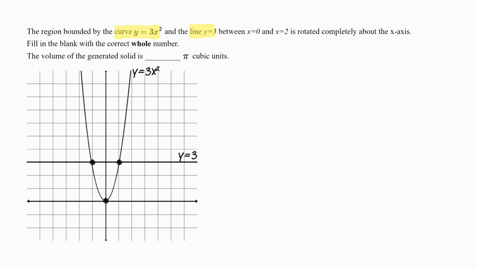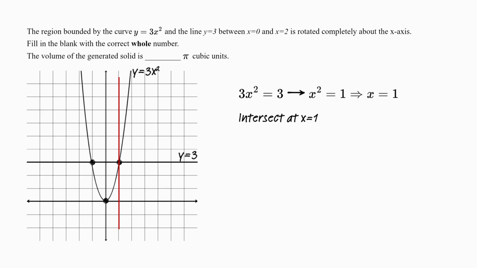Let's start. First, we need to know where our functions cross. We set 3x squared equal to 3. Dividing by 3, we get x squared equals 1, so they intersect at x equals 1. Because we are looking at the interval from x equals 0 to x equals 2, this intersection point splits our problem into two distinct parts.